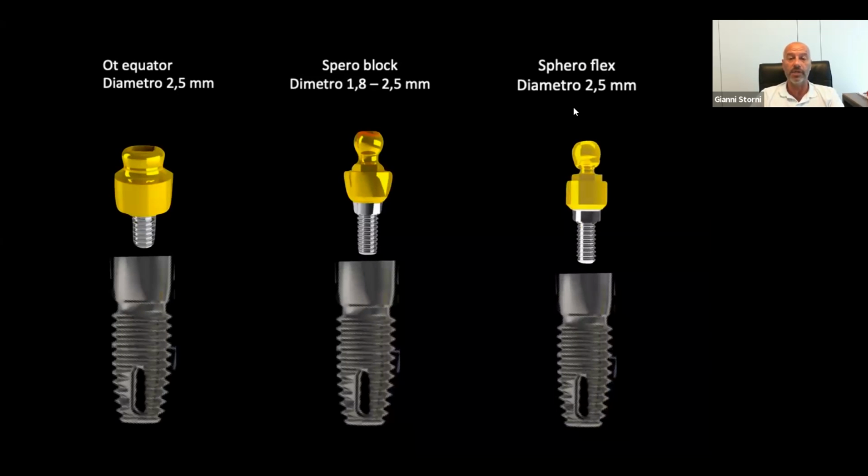Now, we see that the same attachments you saw for CAD-CAM, for distal extension, for roots, retainers, are available also for all the implant brands. So it's enough for you to specify which implant you are using. So we have the Equator, we have the Spheroblock, the ball 1.8, 2.5, we have the Spheroflex that is rotating. So it's up to you to choose the right one to be ready to go for your prosthetic project.